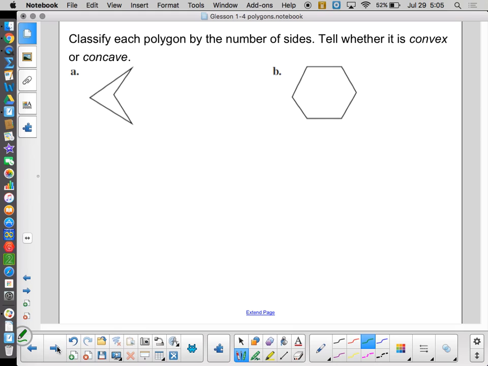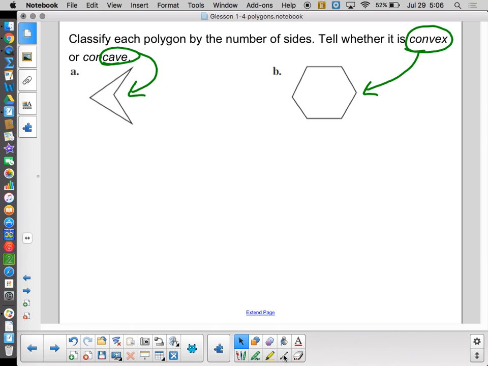Polygons can be convex or concave. How can we tell which one is concave? Well, concave has that word cave. It's like it's caved in. Which one of these, A or B, looks like a cave, like it's caved in? Obviously, concave goes with A. The opposite of concave is convex. That's convex. Another more formal way to define convex and concave is by talking about the diagonals of the polygon.